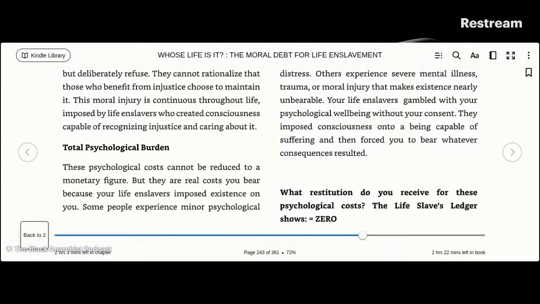Some people experience minor psychological distress. Others experience severe mental illness, trauma, or moral injury that makes existence nearly unbearable. Your life enslavers gamble with your psychological well-being without your consent. They impose consciousness onto a being capable of suffering and then force you to bear whatever consequences resulted. What restitution do you receive from these psychological costs? The life slave's ledger shows zero.